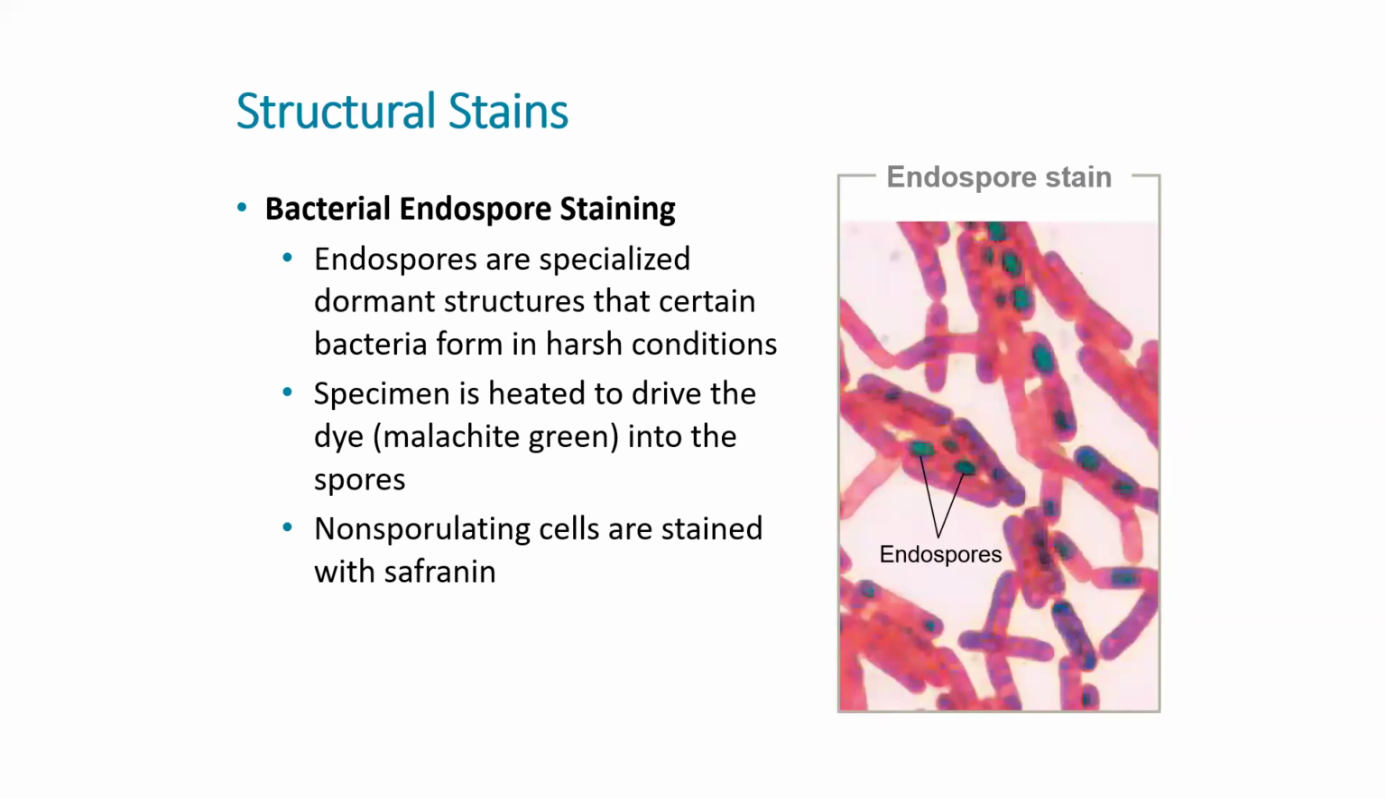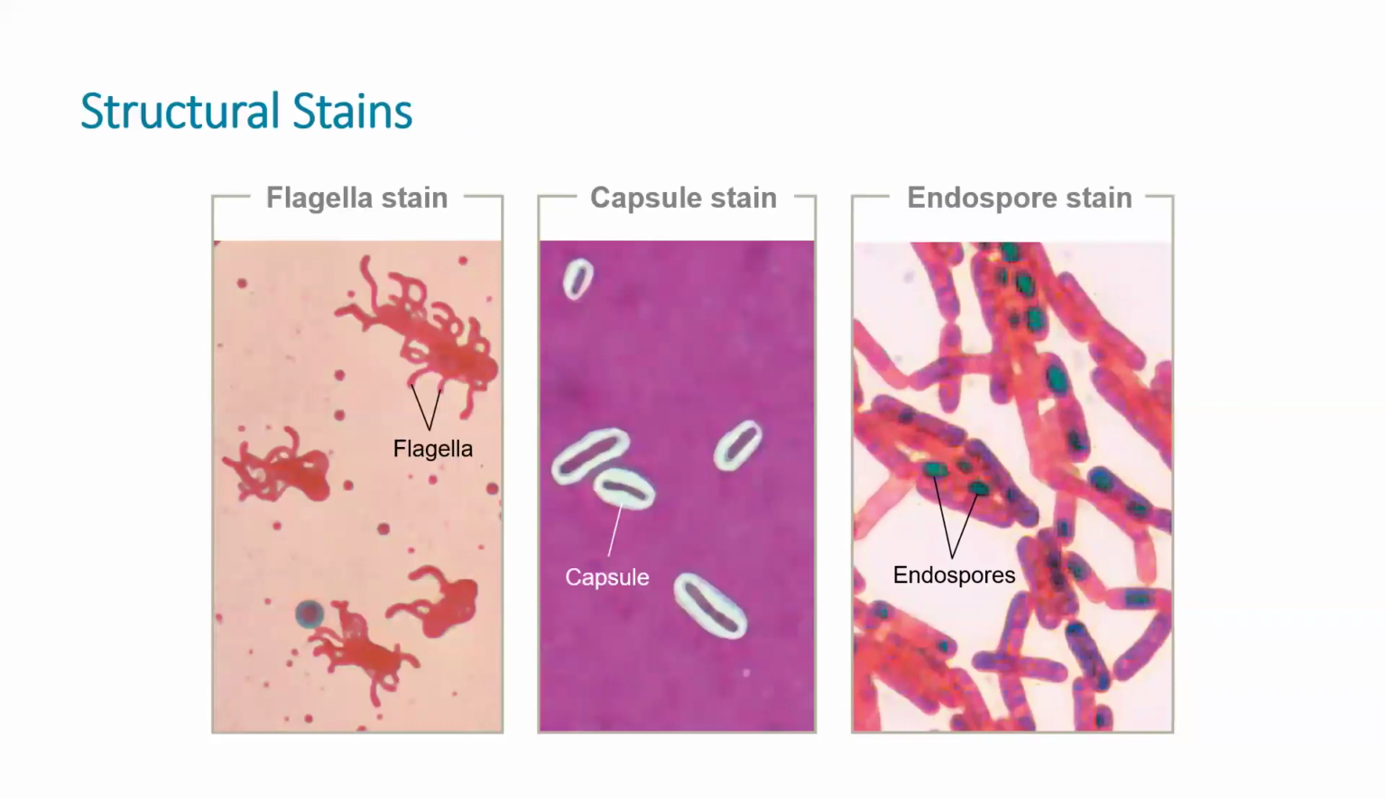Then there's the endospore stain. We use malachite green for this, and you heat the malachite green into the cells over 10 or 15 minutes. That malachite green is going to stain those cells nice and green. Then you add safranin into the cell itself, and you can see those. Here we can see these different endospores that are forming inside these cells. It's a pretty nice endospore stain. Those are the three examples of structural stains that we might see.